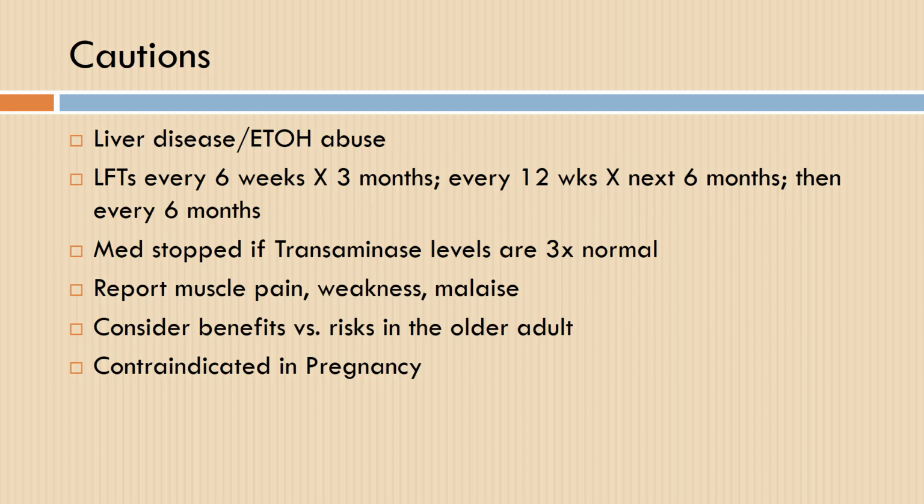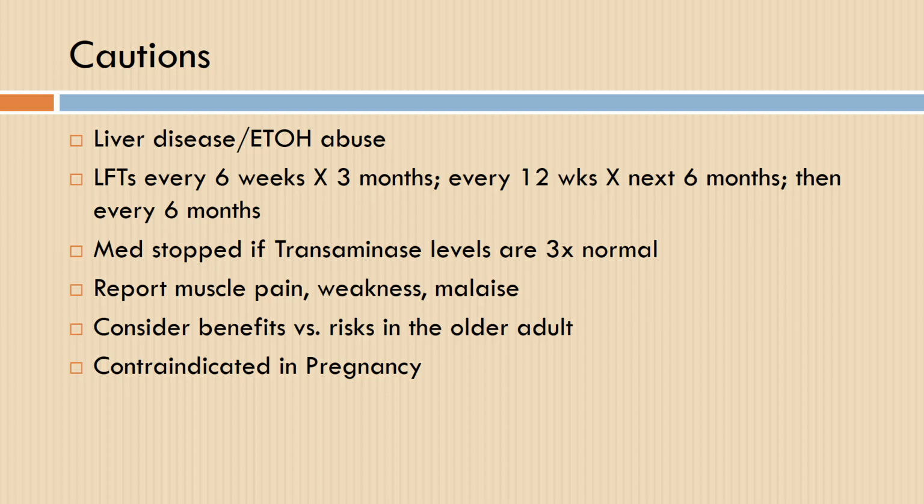Clients are also taught to report muscle pain, especially in the legs, weakness, and malaise to the provider. These could be indications of hepatotoxicity. If ALT and AST levels reach 3 times the normal levels, then the medication is stopped. Research has shown that statins don't necessarily extend the lives of older adults.